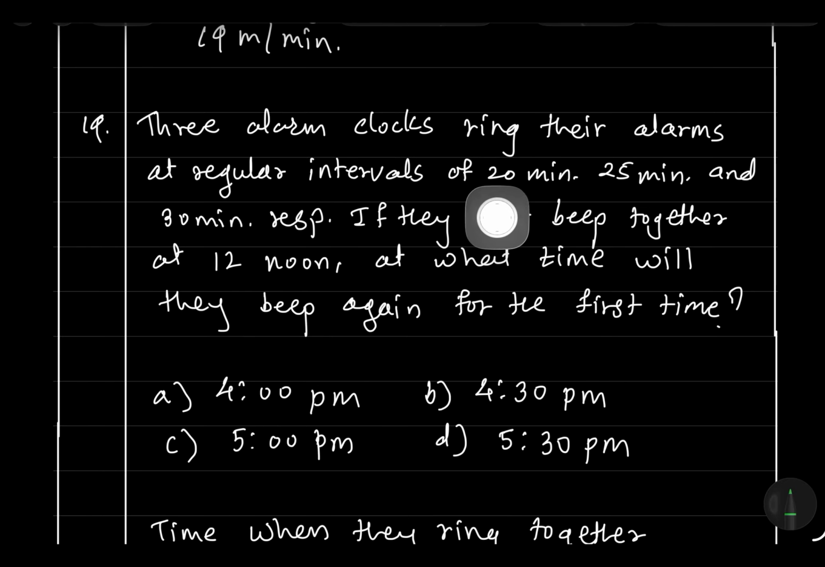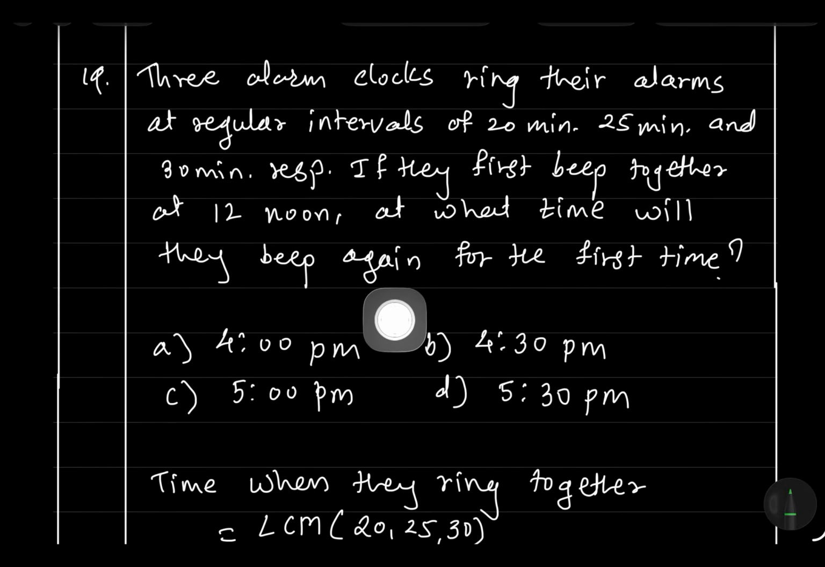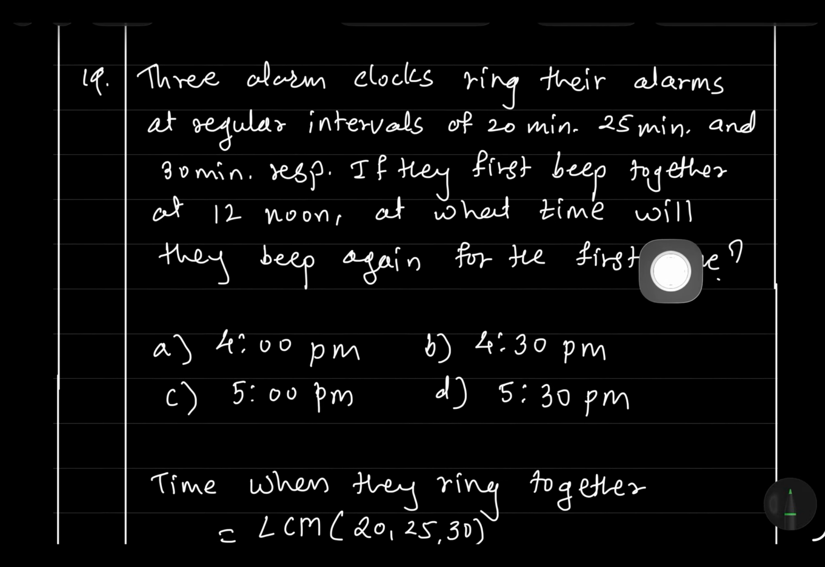Very simple. See, one is 20 minutes, then another one is 25 minutes, and 30 minutes. But the first beep means they are starting together. After 20 minutes, the first will come again to the original, but the second after 25 minutes, and the third, then some difference will come, from the second round. But for the first beep they start at 12 noon. So what time will be the beep again for the first time?